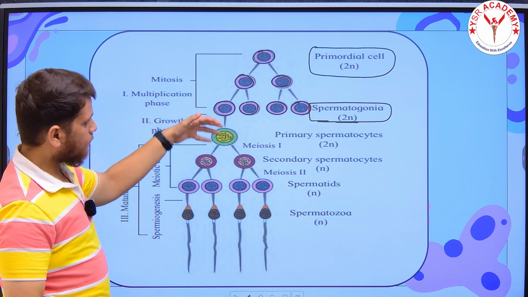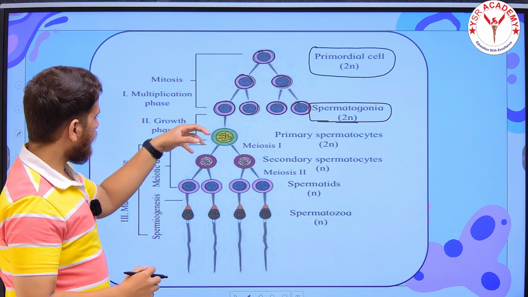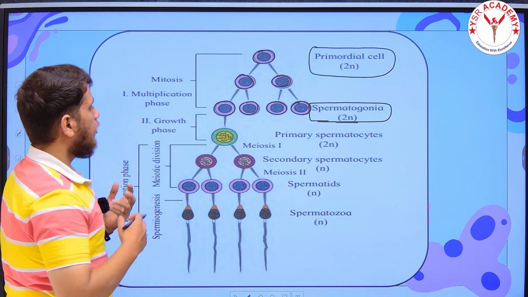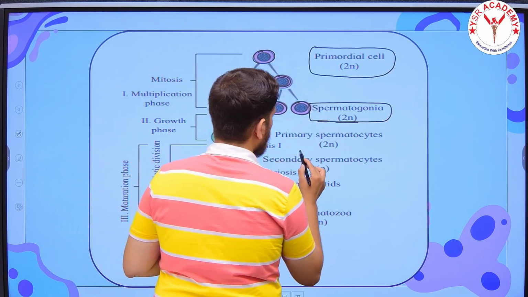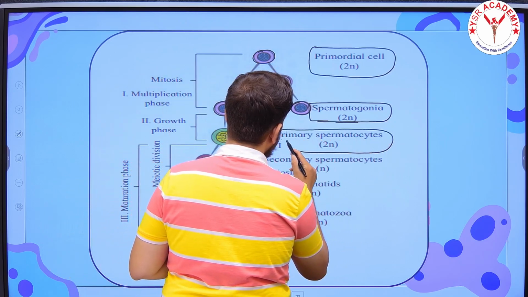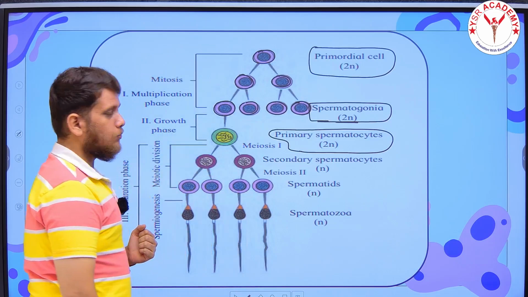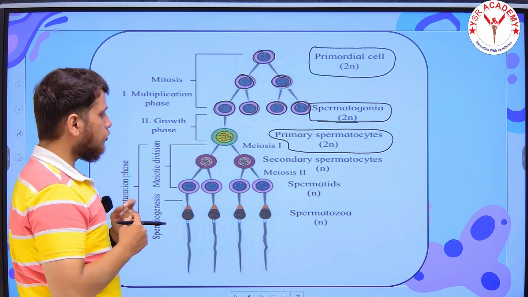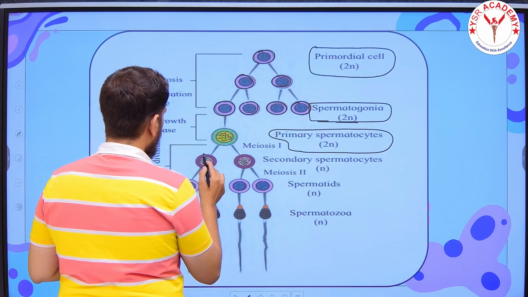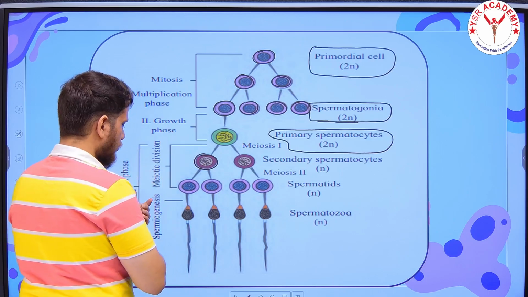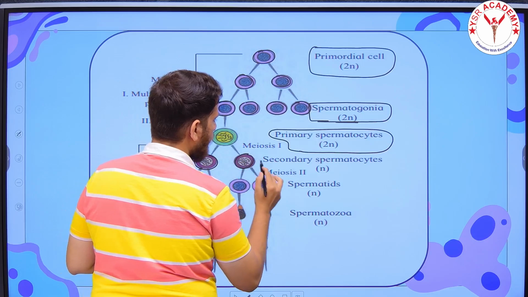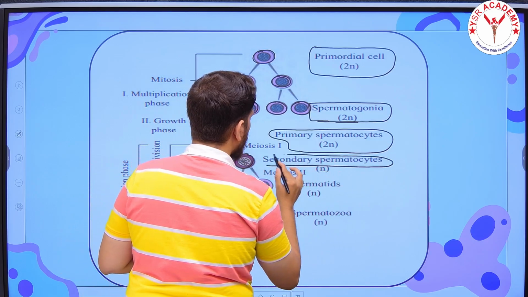Now, one of the spermatogonia which is diploid is going to mature, grow, which is the growth phase, forming after growth primary spermatocyte. Primary spermatocyte is diploid, undergoes meiosis 1. Okay, now this is the meiotic division, which is a maturation phase. So it undergoes meiosis 1 to form 2 cells called secondary spermatocyte.